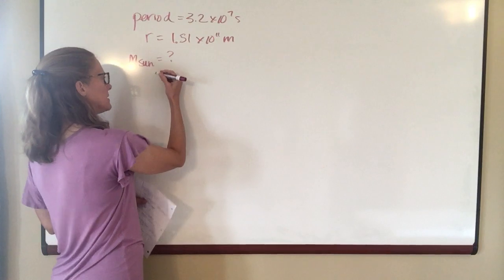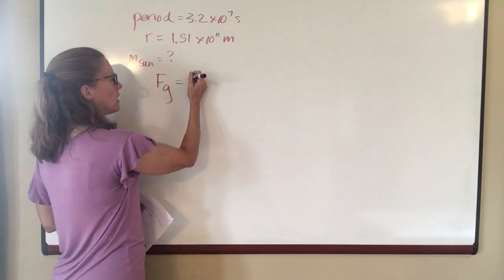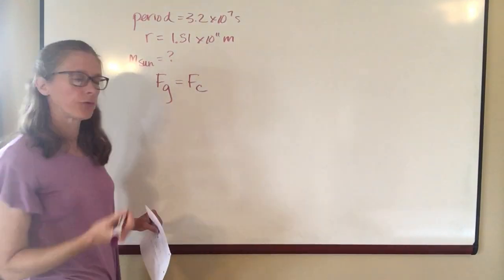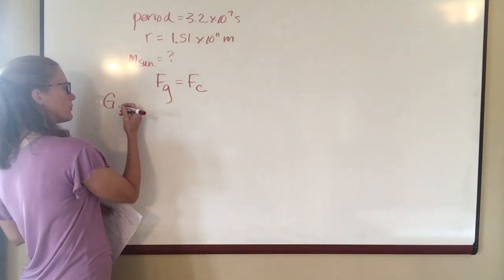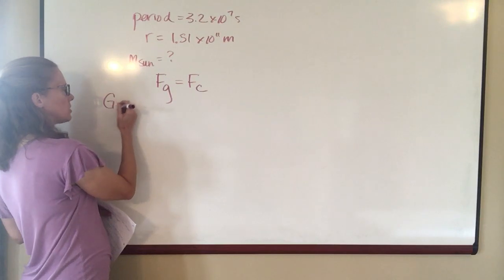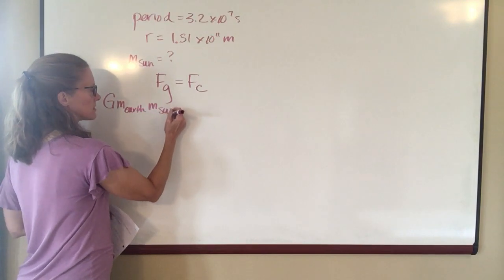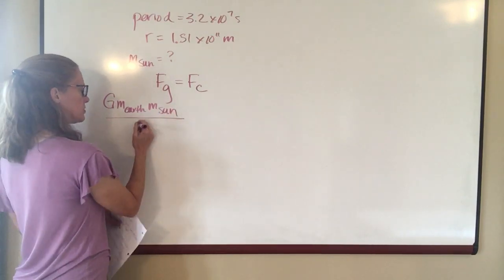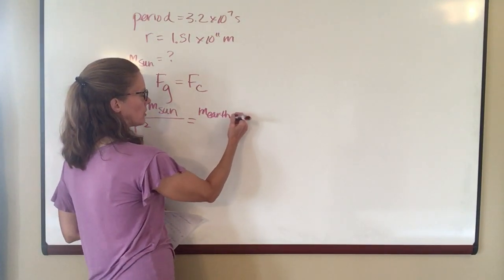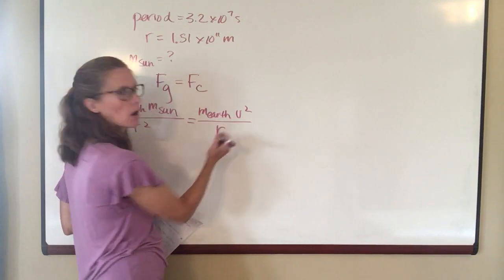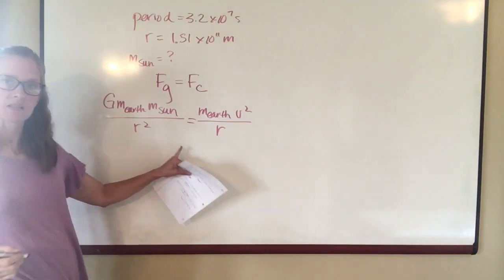So once again, I need to say, all right, that tells me the gravitational pull of the sun is going to be equal to the centripetal force. And you're going to have the law of universal gravitation, the gravitational constant times the mass of the Earth times the mass of the sun over the distance between them squared, is equal to the mass of the Earth times its velocity squared over the distance between them. And this, again, is something that should look very, very familiar to you. We did this in the last problem.